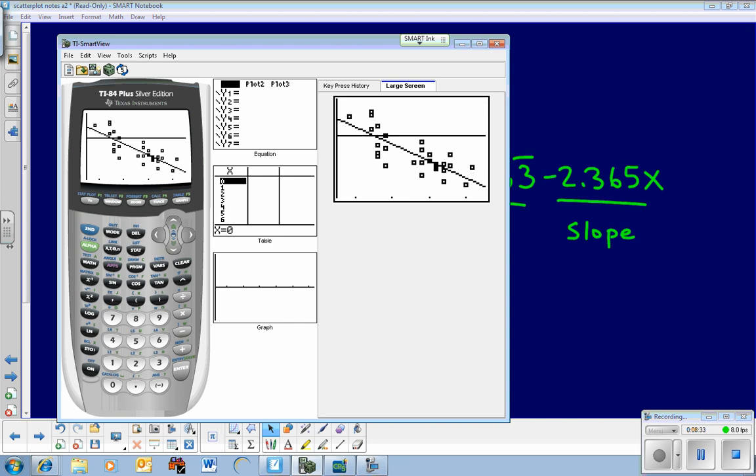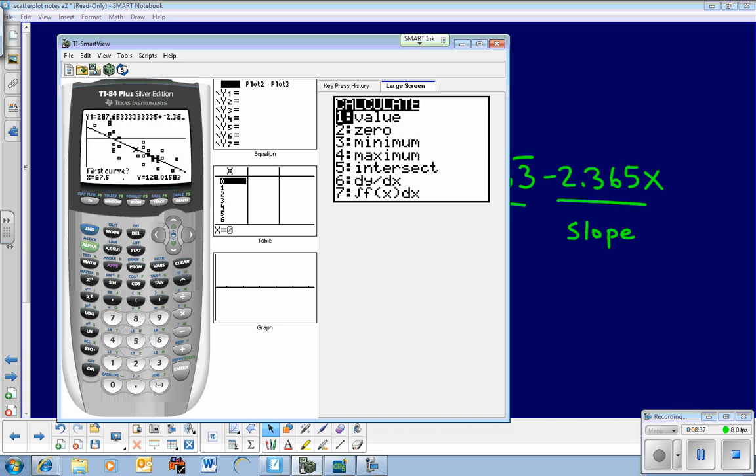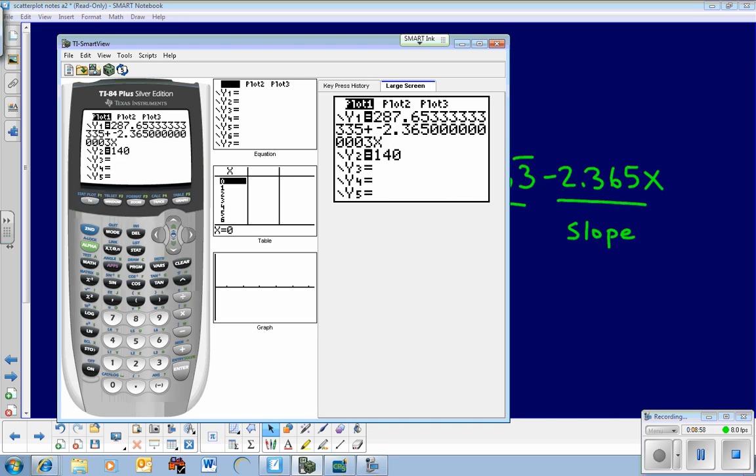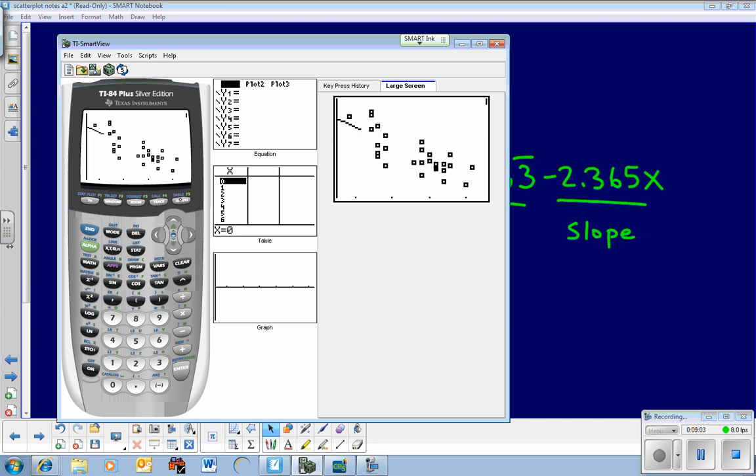To find the intersection of those, go to second calc, intersect, option 5, and pretty much you just hit enter 3 times. For the guess, you can scroll over to get close to the intersection, and we see that if it's going to take 140 steps, that person's about 62.4 inches tall. It's easy to input an x and get a y. It's a little bit more time consuming to input a y and get an x, but that's okay. That's how you would do that if you needed to.